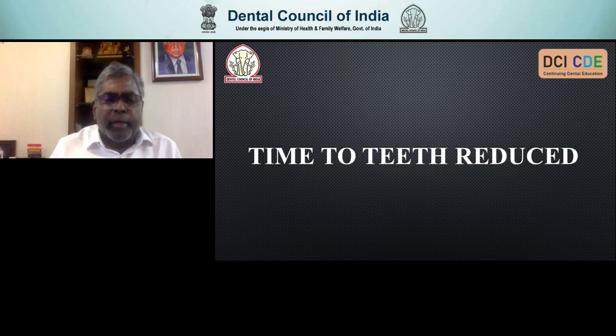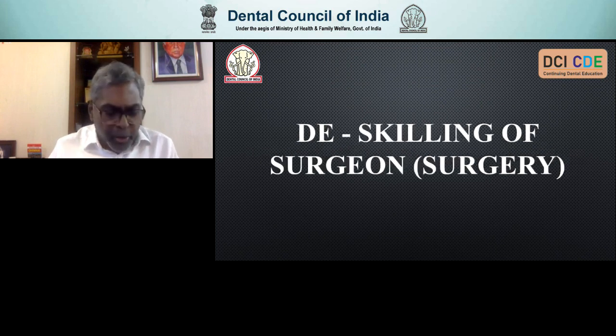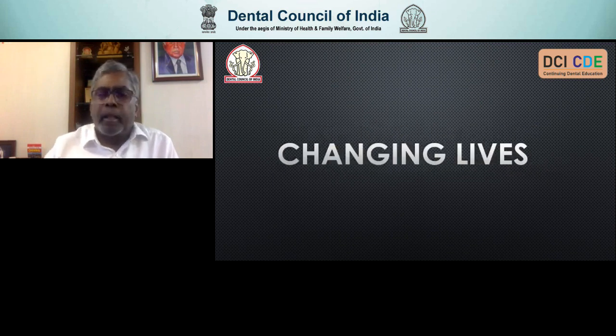The time to teeth, that is from the implant placement up to finalizing the prosthesis, can be reduced tremendously because of this. I alluded to this earlier that this will also lead to a de-skilling of the surgeon and the surgery, but that's not going to happen with all technology. You see artificial intelligence, machine learning, all this is certainly going to lead to a de-skilling of the surgeon, but it makes it safer for the patient. However, like I said, implantology from single tooth to multiple teeth can be a great thing to give a new smile, a new tooth, but it can also change lives.